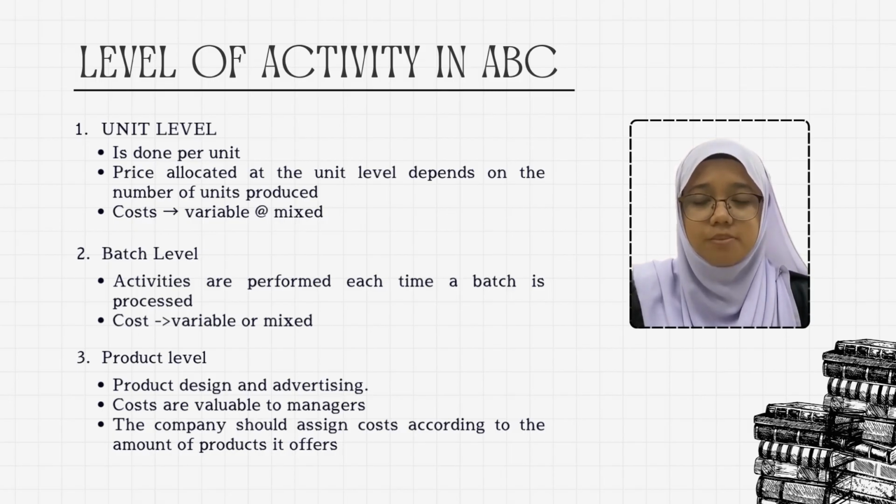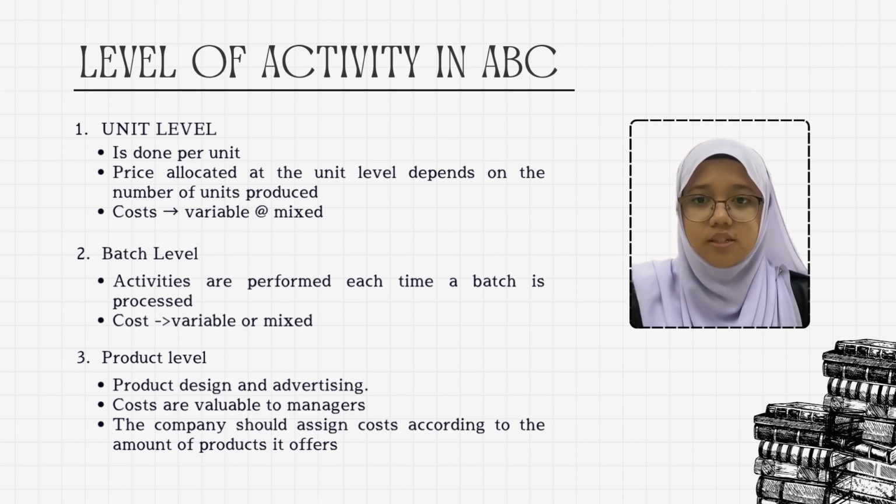The second one is the batch level. At the batch level, regardless of the number of units in the batch, activities are carried out every time a batch is processed. These costs also tend to be variable or mixed. The third one is the product level, which usually includes activities related to a specific product, such as product design and advertising. Since companies offer many different products, costs assigned at the product level are available to managers.